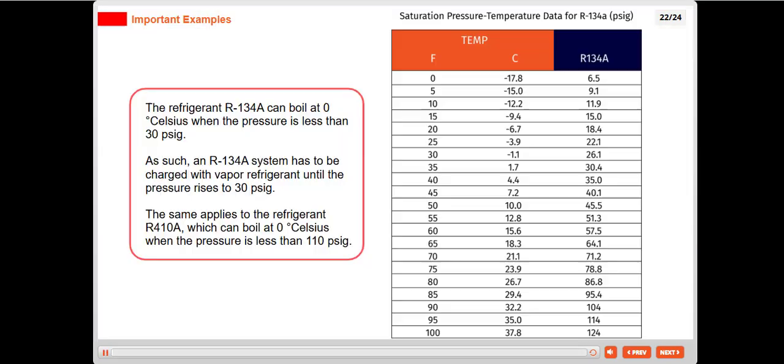The refrigerant R134A can boil at 0 degrees Celsius when the pressure is less than 30 psig. As such, an R134A system has to be charged with vapor refrigerant until the pressure rises to 30 psig. The same applies to the refrigerant R410A, which can boil at 0 degrees Celsius when the pressure is less than 110 psig.